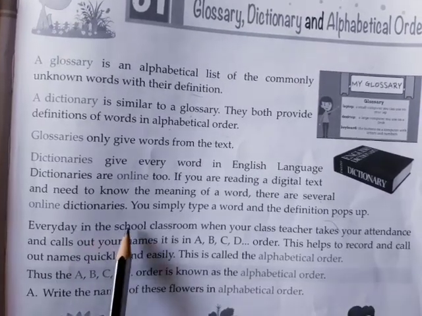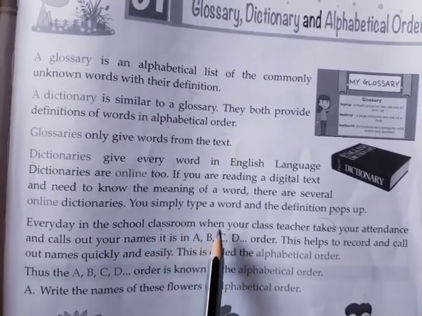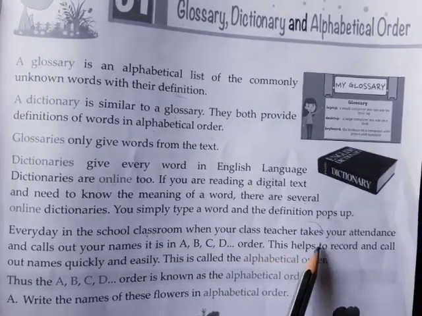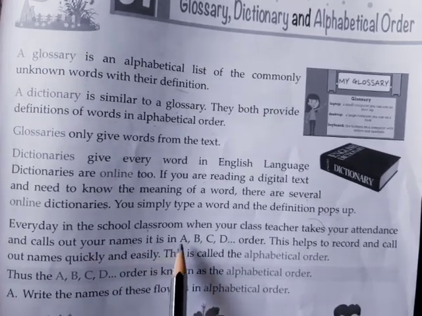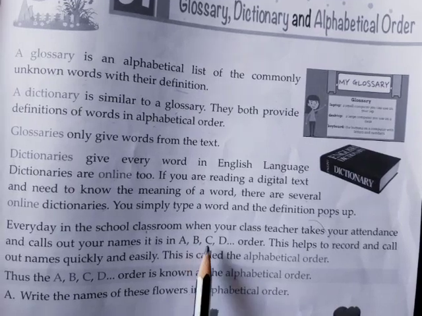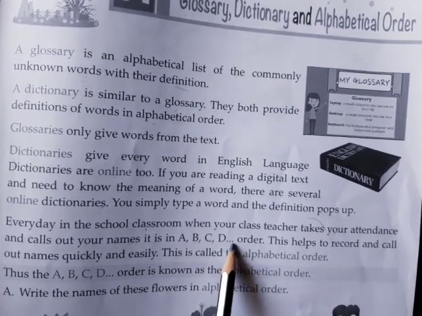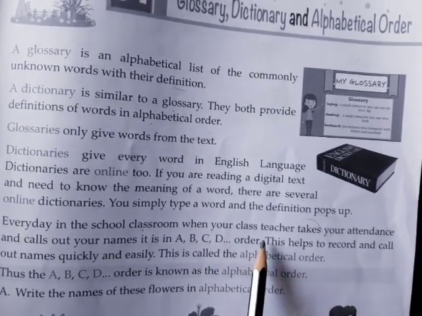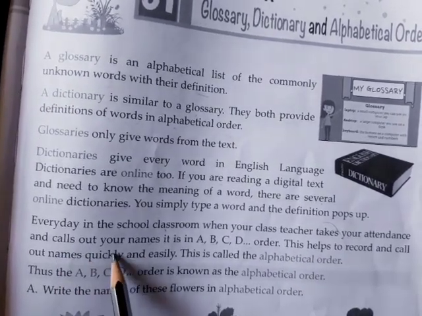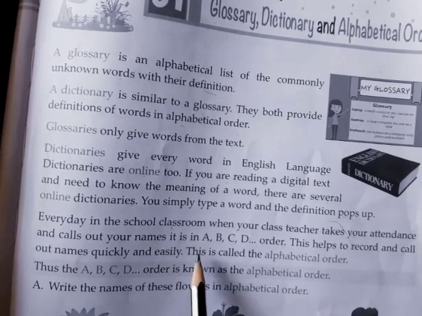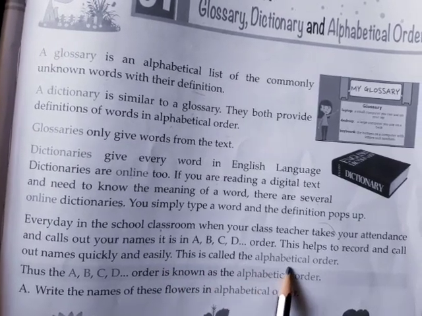Every day in the school classroom, when your class teacher takes your attendance and calls out your names, it is in A, comma B, comma C, comma D, and so on, like order. This helps to record and call out names quickly and easily. This is called the alphabetical order.